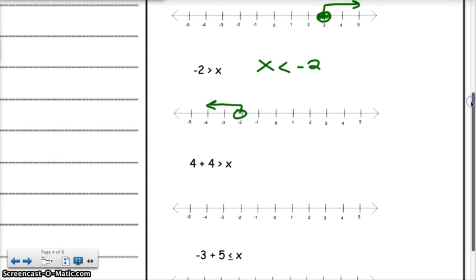Okay? 4 plus 4 is bigger than x. Well, let me just rewrite that. 8 is bigger than x. Now my x is on the left, right. I want it on the left. So I put my x first. The point is facing the x. I'm going to keep my point facing the x. X is less than 8. I'll expand that. So I make a circle at the 8. I don't color it in, and I'm going to the left.